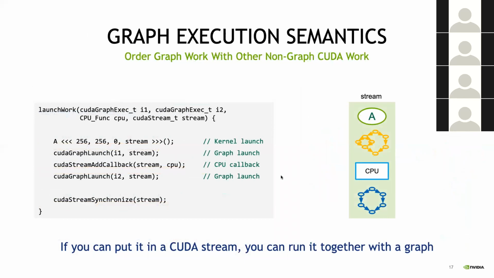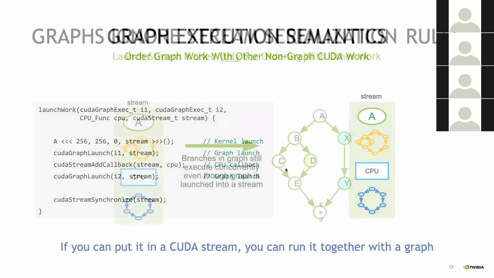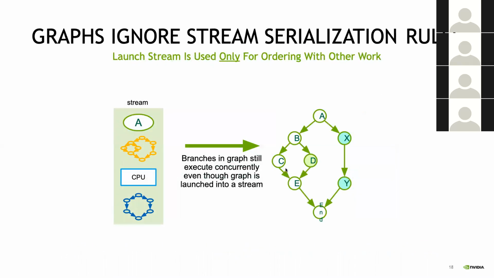This just shows that work is ordered between stream operations, just as for normal CUDA. A graph is just another launchable type of work if you launch it into the stream, as you can see on the right. However, small caveat, graphs do ignore the stream serialization rule, and the launch stream is used only for ordering of work before and after.